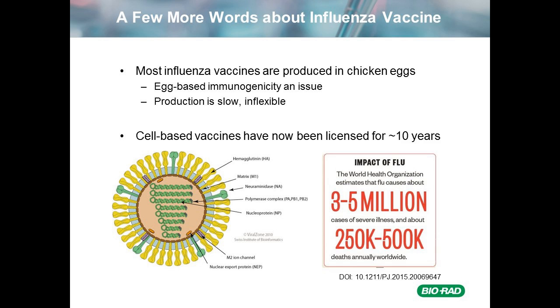Influenza is a problem in the world. There are 3 to 5 million cases of severe illness worldwide and about 250 to 500,000 deaths worldwide. Those of you that have read the history of influenza know that back in the early part of the last century, the influenza pandemic caused millions and millions of deaths. So influenza remains a significant problem in the world today.